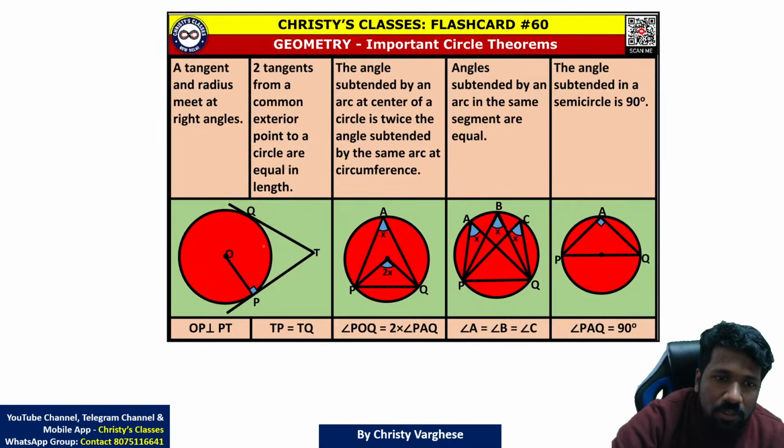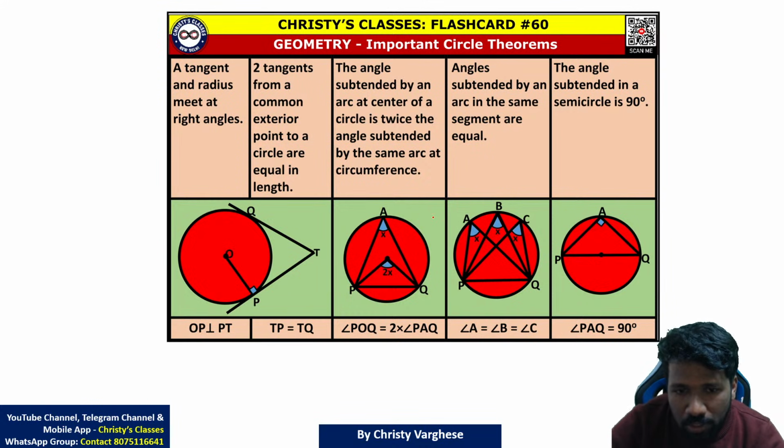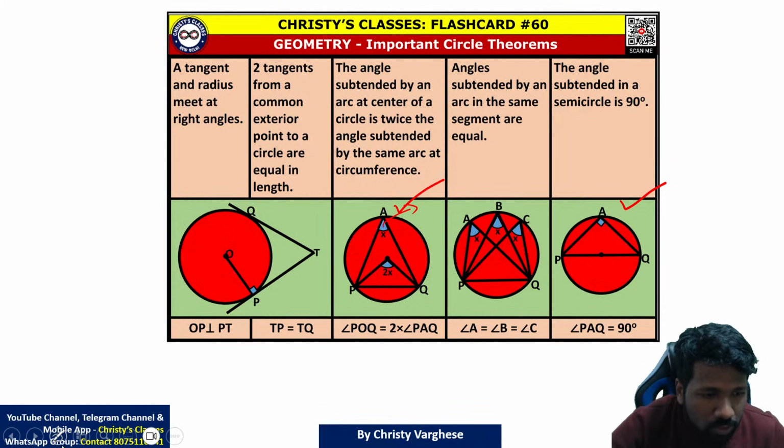Then, circle is a very important 2D shape. Circle ka theorems also are important. Most important theorem is this one and this one. Angle subtended at the center of the circle is double the angle subtended at the circumference. ये x है तो ये 2x होगा. Use another color.